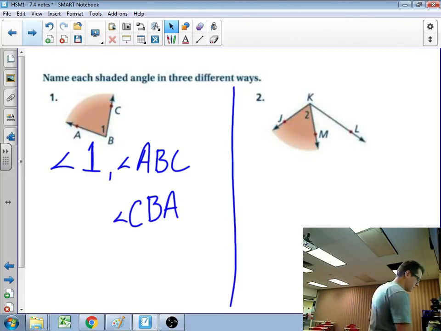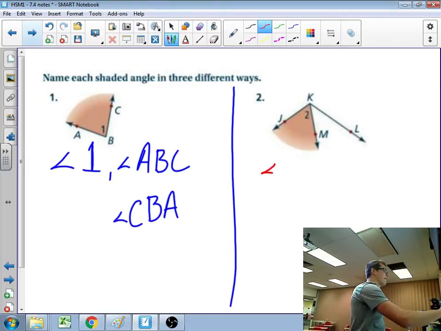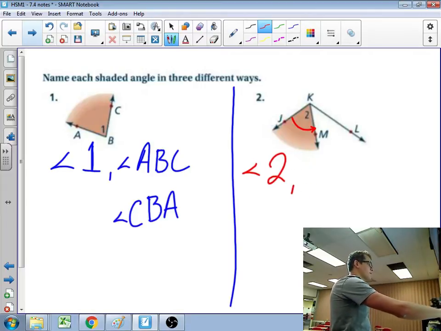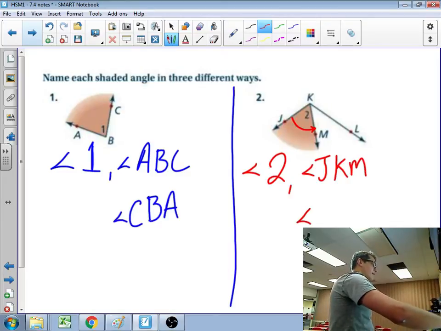So especially if you did not try number 1 on your own, make sure you did number 2 on your own. The easiest way to start is calling it angle 2 because I see there's a 2 on the inside of here, the angle that I'm talking about. And then those 2 other ways that you should be able to figure out, J, K, M, keeping K in the middle, and M, K, J.